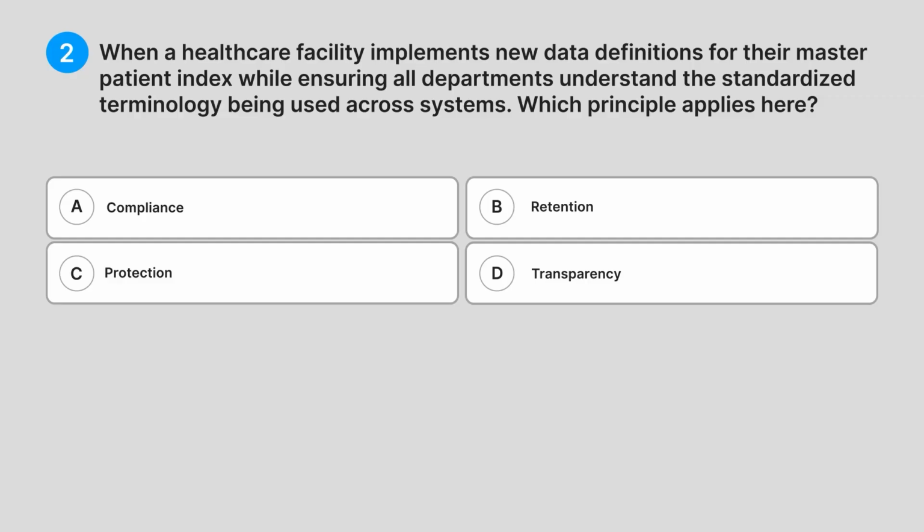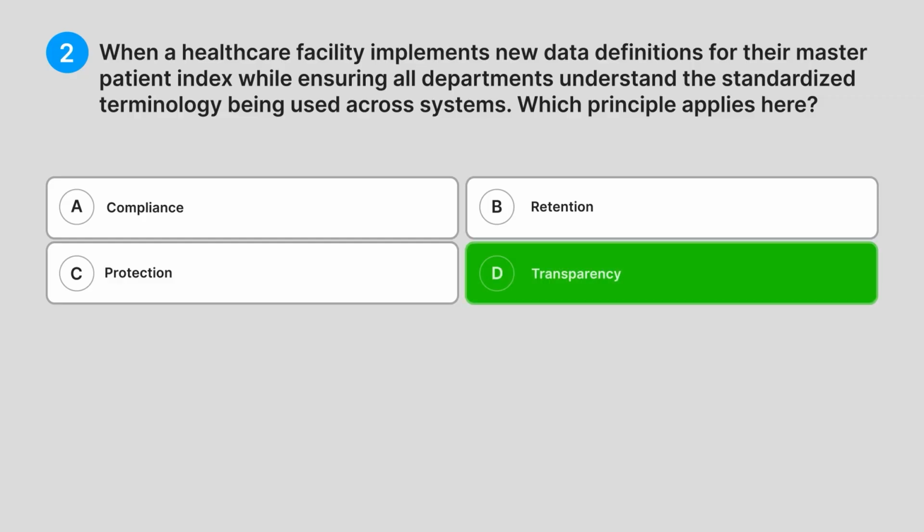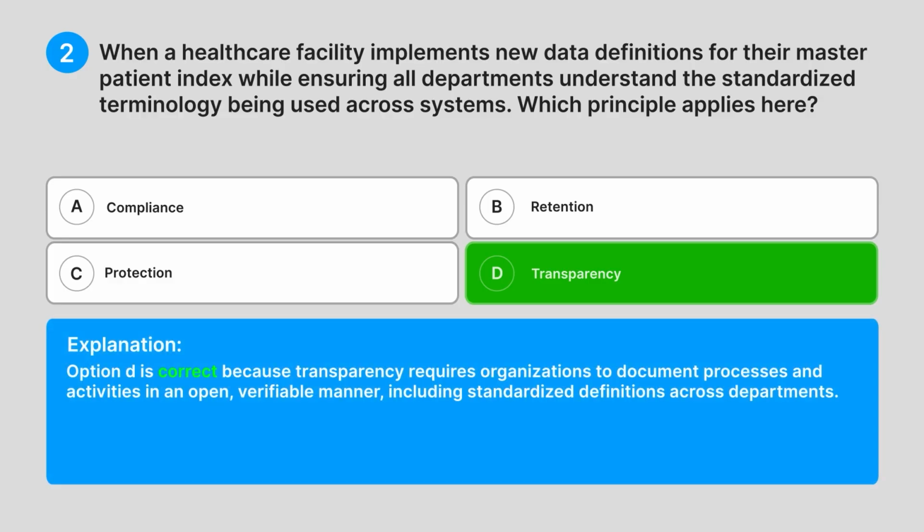Correct answer, D. Transparency. Explanation. Option D is correct because transparency requires organizations to document processes and activities in an open, verifiable manner, including standardized definitions across departments.